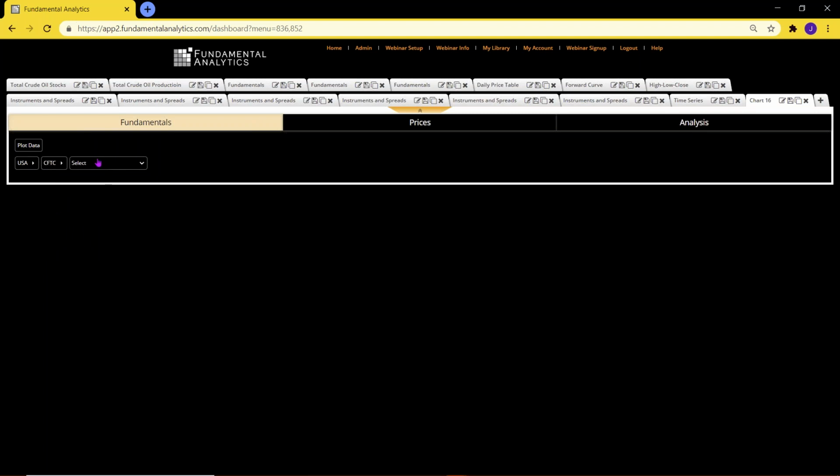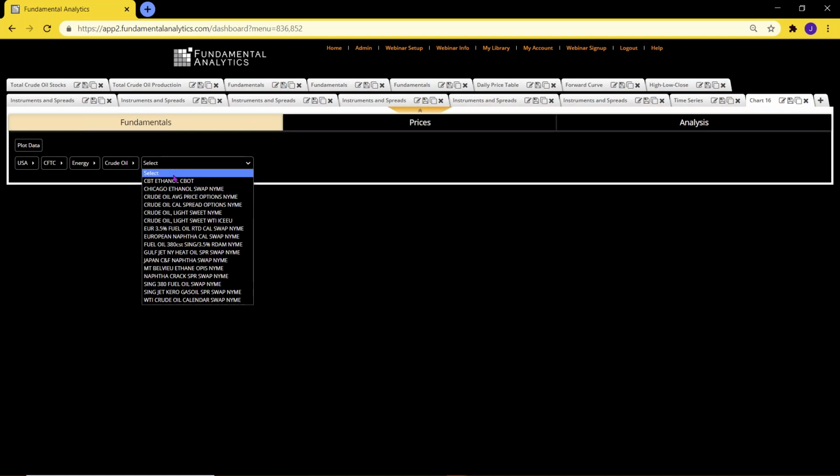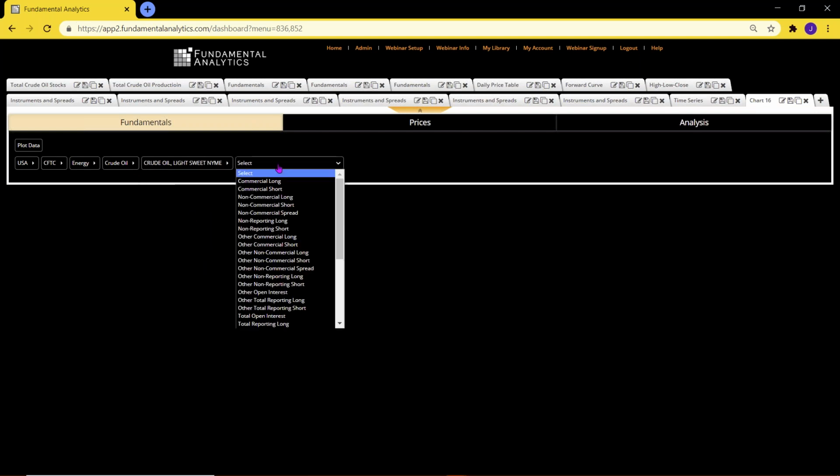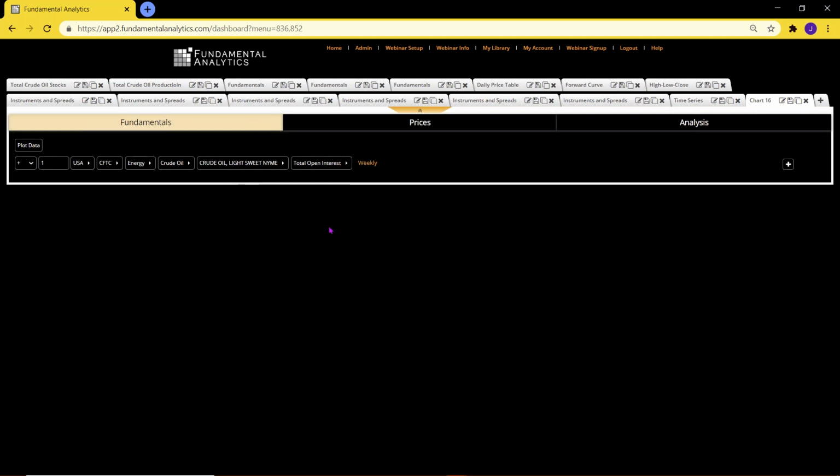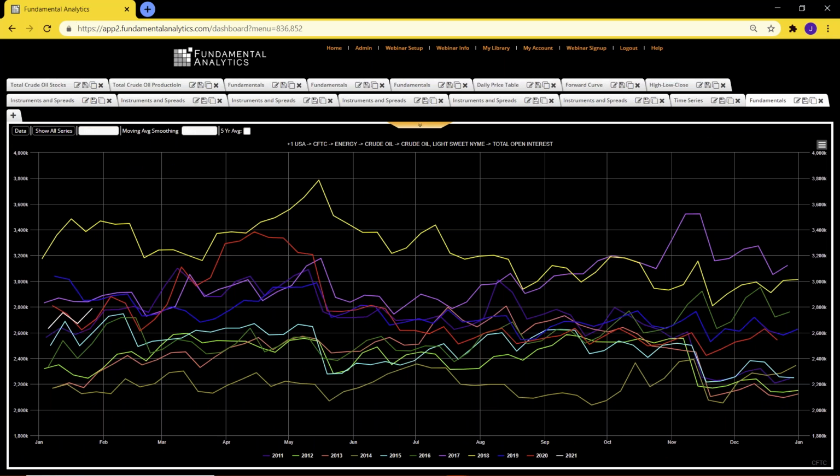But I'll speak for a moment on the CFTC, the commitment of traders. I'll go to the energy, excuse me, go to crude oil again. And we'll use the NYMEX contract for commitment of traders there. And we can do total open interest. Once it's finished weekly, we click on plot data. And this is total open interest in the crude oil contracts.